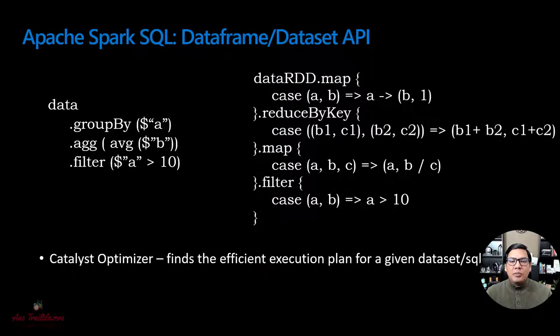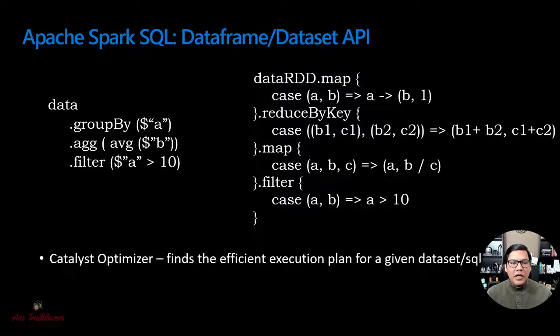The Catalyst Optimizer optimizes the structured queries expressed in SQL or via the DataFrame or Dataset API, which can reduce the runtime of programs and save overall cost. Developers often treat Catalyst Optimizer as a black box that just magically works. Let's look at how Spark Catalyst Optimizer works with an example.